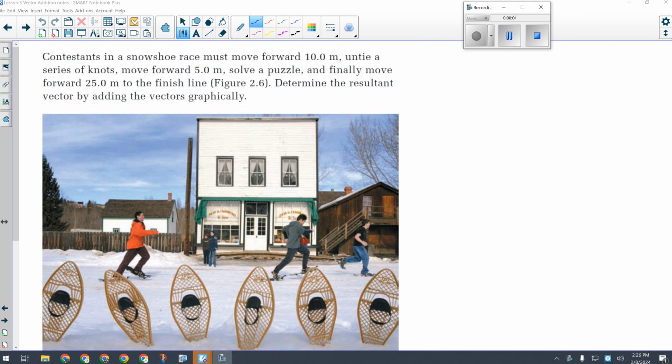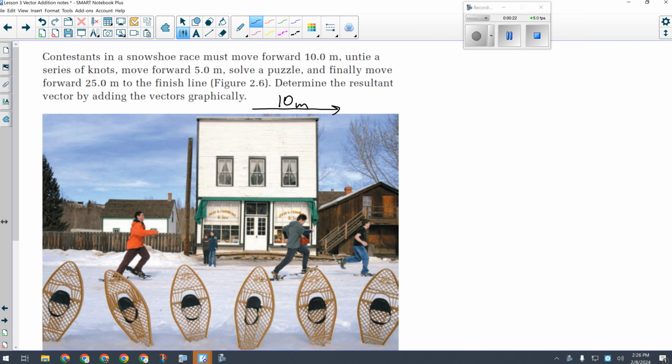Okay, so let's have a look at this one. Obviously, it's not terribly complex here. We have contestants in a snowshoe race who move forward 10 meters and untie a series of knots. All right, so their first vector is 10 meters long. And then they move forward 5 meters and solve a puzzle.